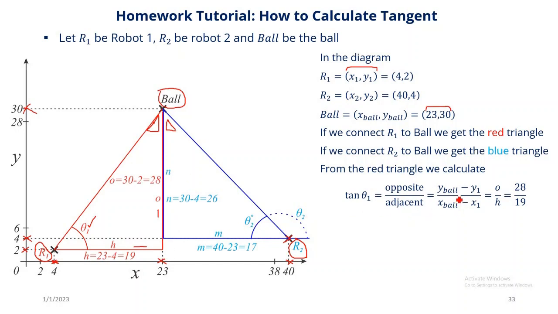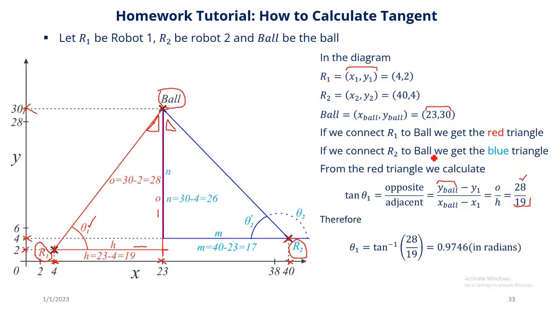So this line is now y ball. We are determining the length of the line. So tangent now becomes the difference between y ball and y1. For tan theta 1, the opposite is this height. What is this height? It is 30 minus 2, which gives us 28. And also this length. What is this length? It is 23 minus 4, which gives us 19.